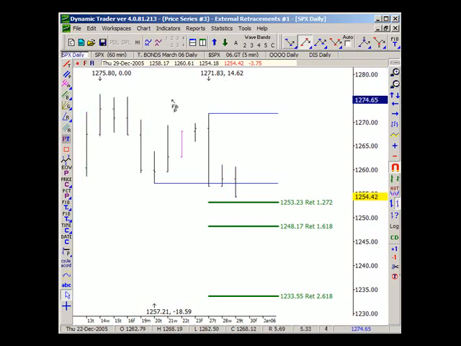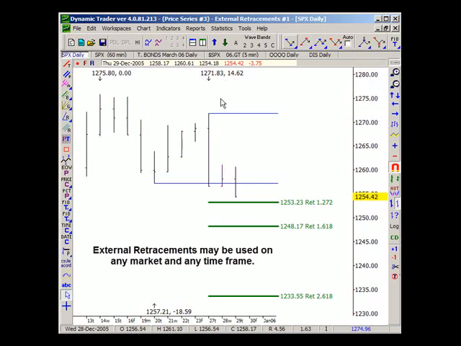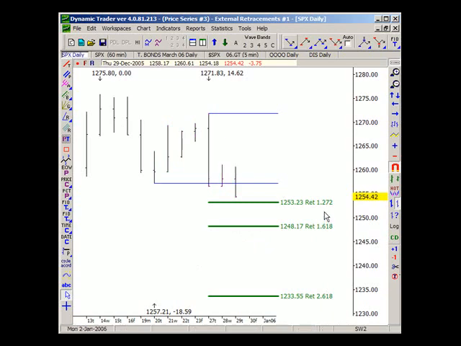By the way, this is S&P, SPX, the cash S&P daily data. And of course, everything we're going to teach you, you can use on any time frame, any market, whether it's day trading the Forex or the indexes or position trading stocks or mutual funds, whatever. It's all applicable. So we've done the 127, 162, and 262 retracement of this rally, and because they're greater than 100%, they're considered external retracements.